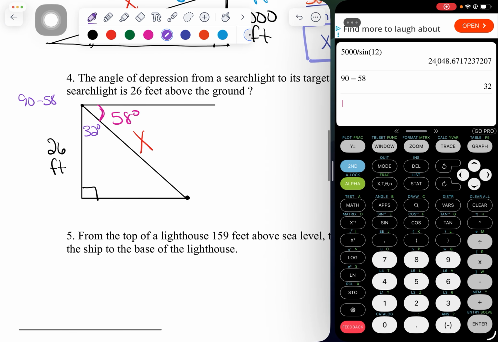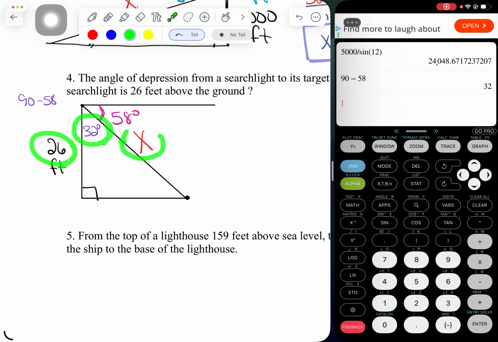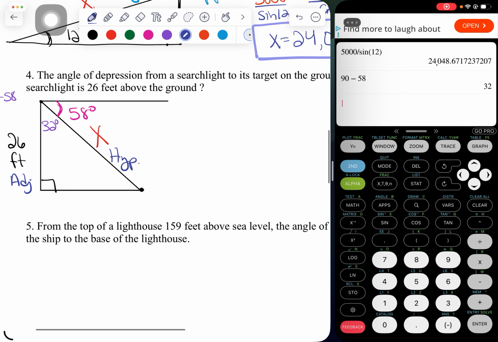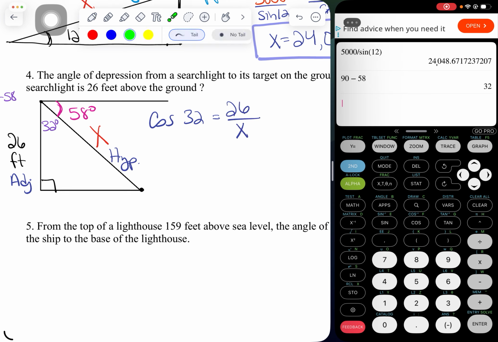So now using the 32-degree angle, 26 feet here and x here, I'm going to set up a problem. So 26 is the adjacent side, x is the hypotenuse, and that's going to then tell me, I need to use cosine. So the cosine of 32 is equal to the adjacent side over the hypotenuse. Once we've figured out the 32 here, I no longer need to worry about the 58. That's not going to become part of my problem.